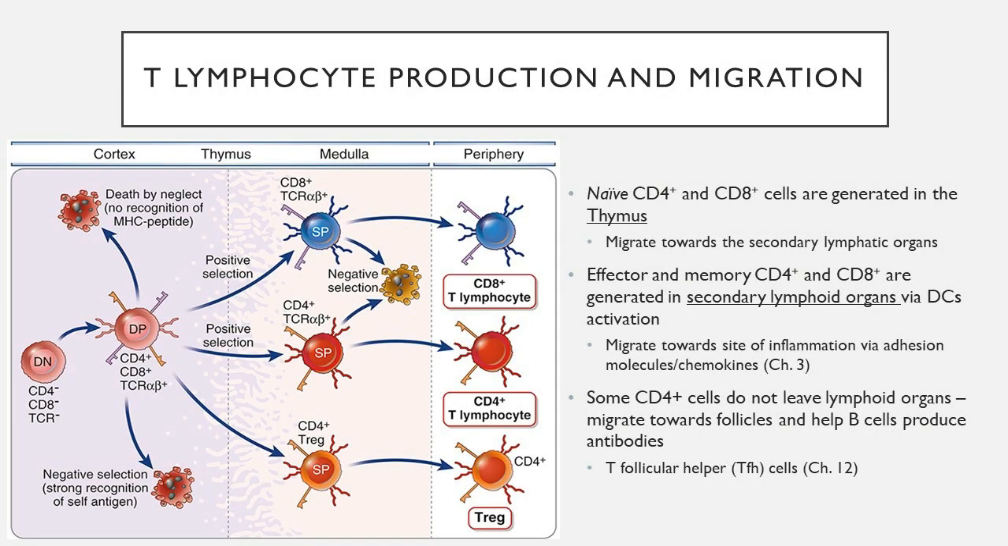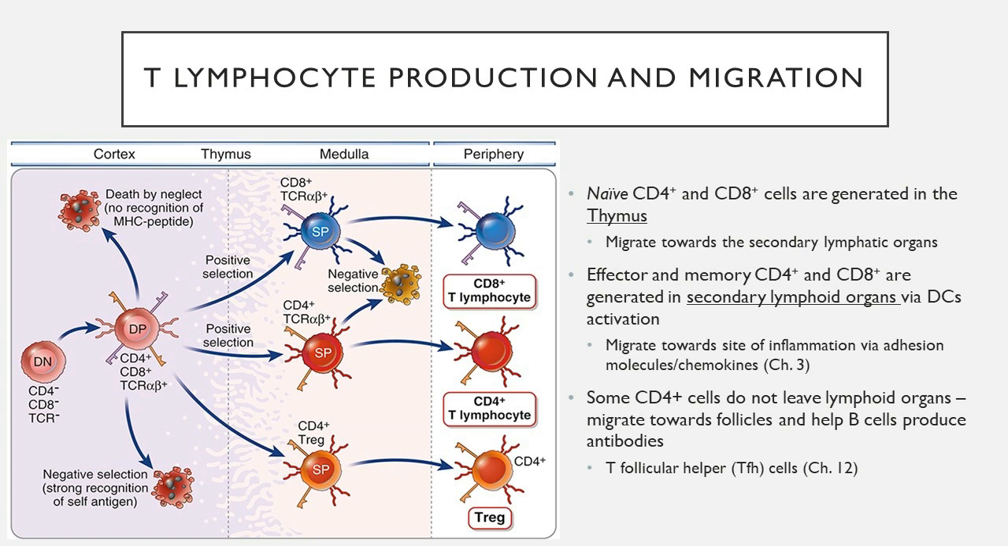So that video provided a nice little overview of the development of these lymphocytes. I'm going to talk a little bit more about their development here, just because I think it's important to know where the naive version of these cells come from. So first thing I want to point out is that the naive version of CD4 plus and CD8 plus cells are all generated in the thymus. And then from there, they migrate towards the secondary lymphatic organs where they get presented with foreign antigens.